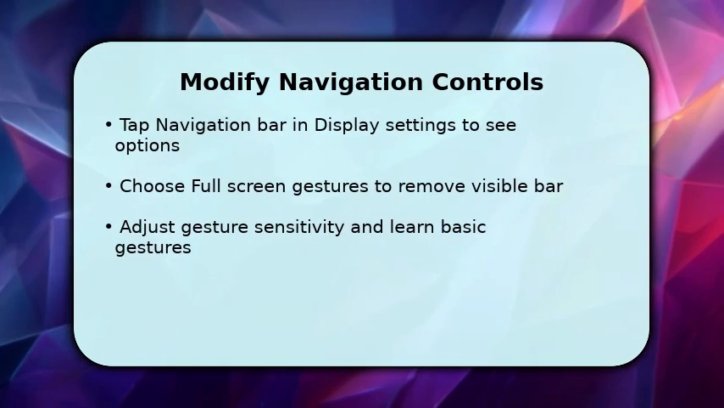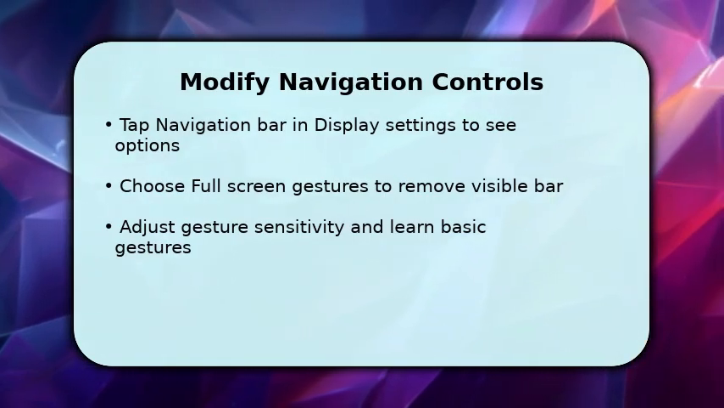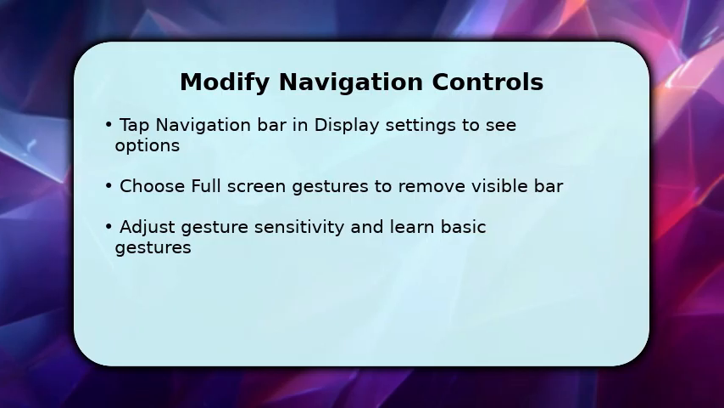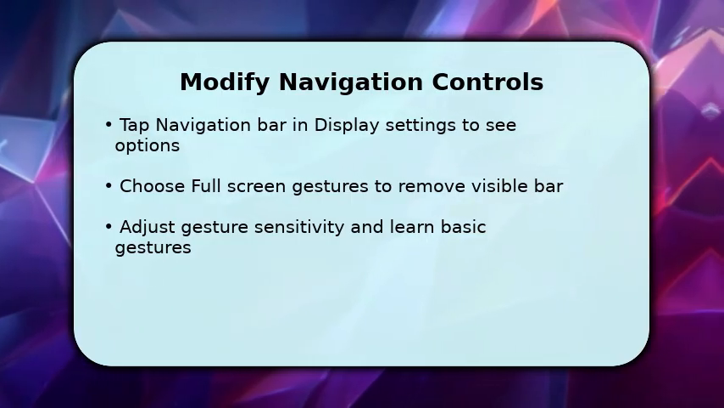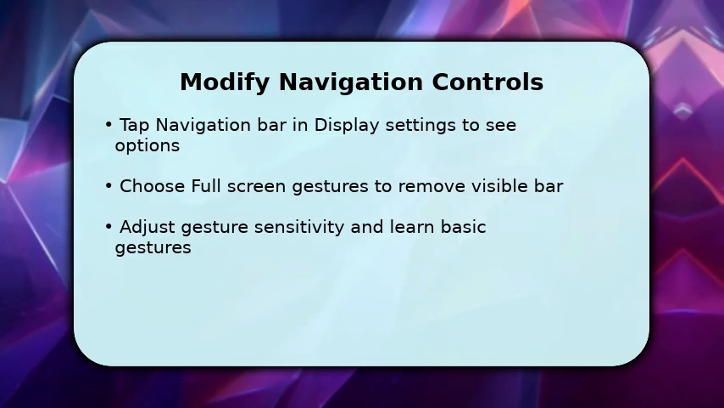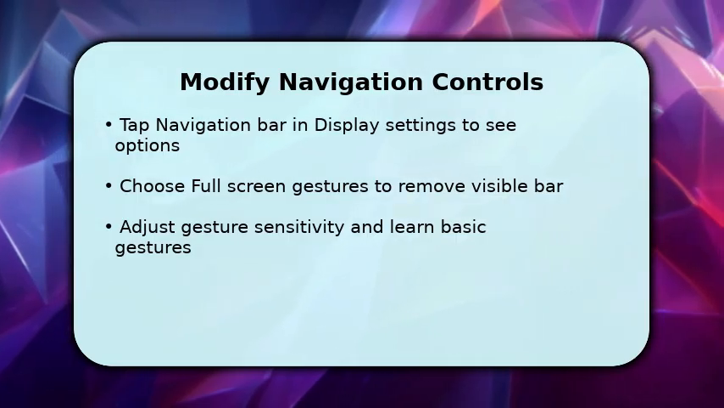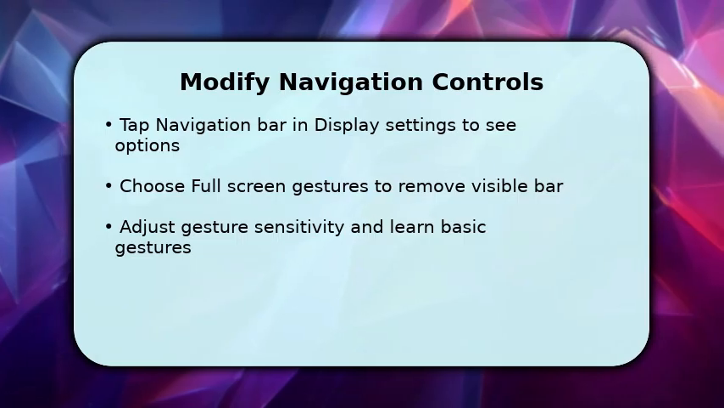You're now changing controls. In Display, open Navigation bar and you'll see two main choices: buttons or full screen gestures. Choose full screen gestures to hide the navigation bar entirely. This removes the bottom buttons and gives more screen space.